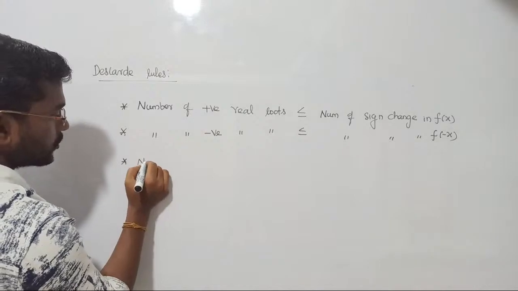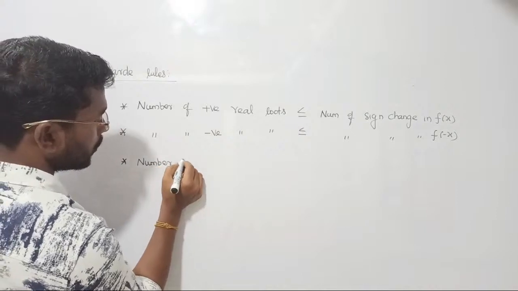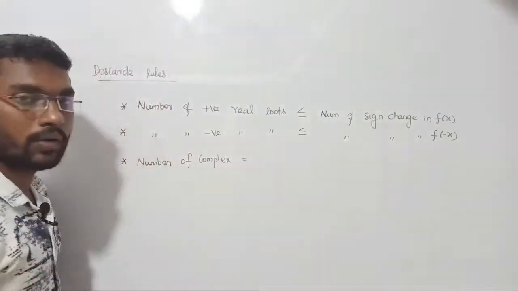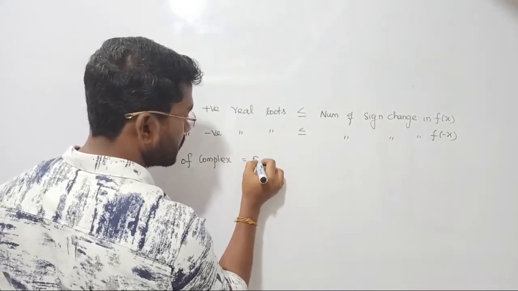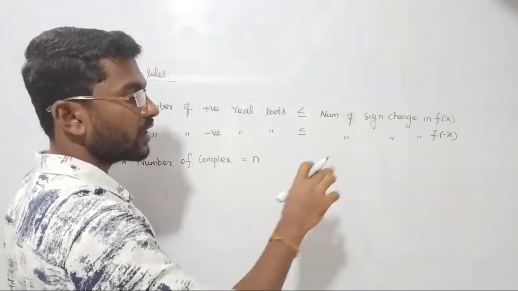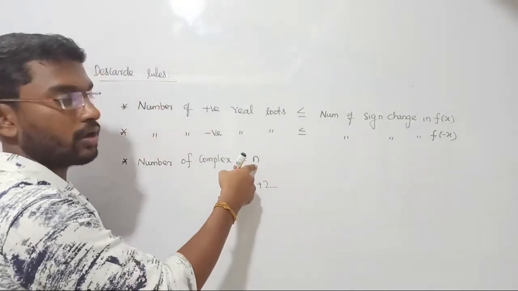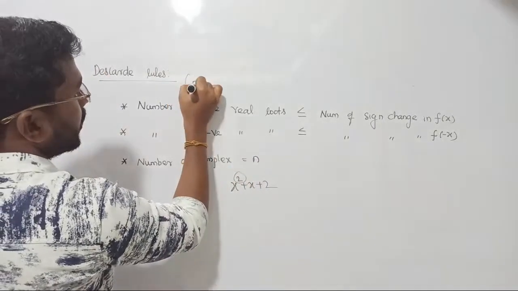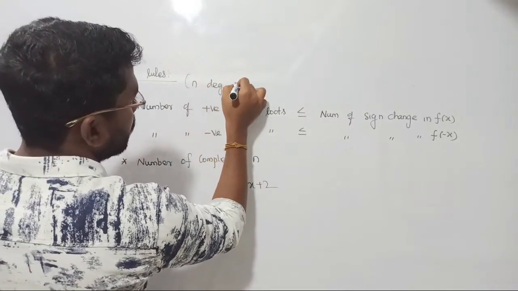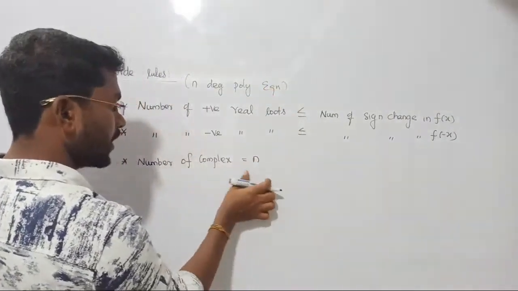Next, number of complex roots or imaginary roots. Number of complex or imaginary roots should be equal to, right? If you want to find out this one, consider n, where n denotes the degree of the polynomial equation. Like second degree, third degree; if x square plus x plus 2 is given, then n is 2. That is the degree of the polynomial equation, right? You can write for n degree polynomial equation and then proceed, right? So n denotes the degree.